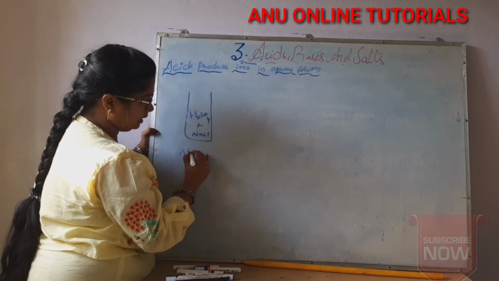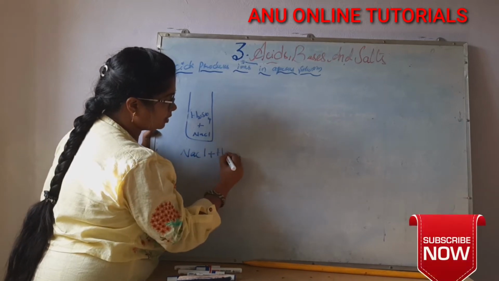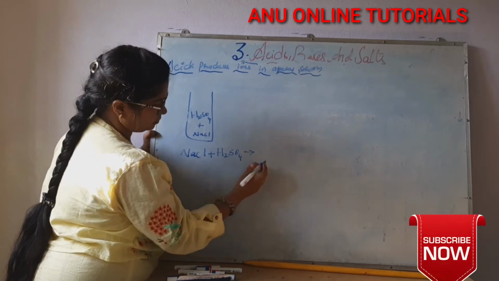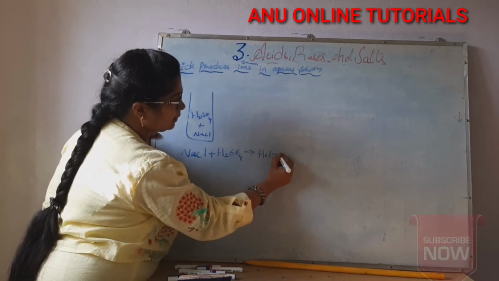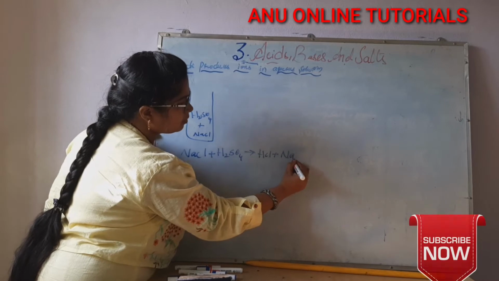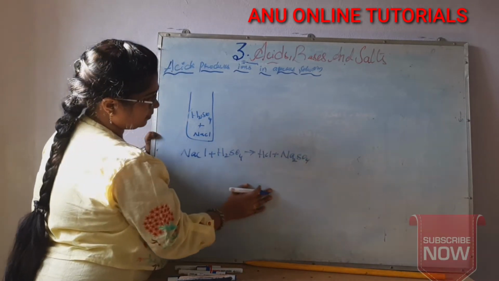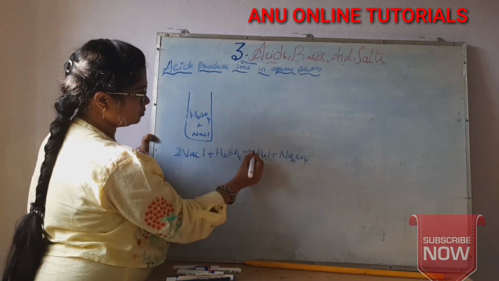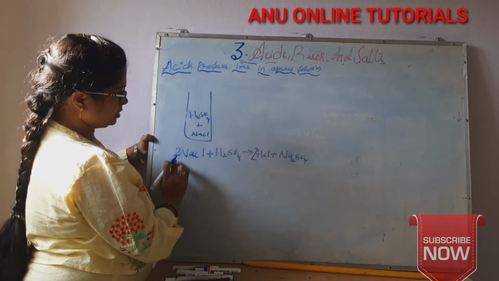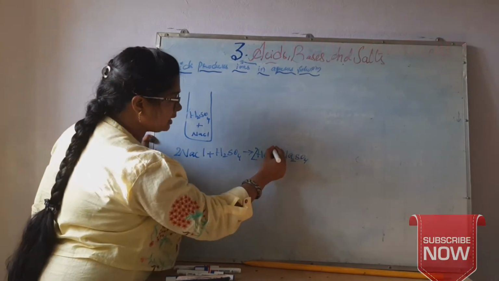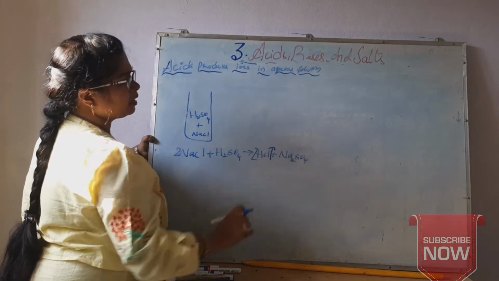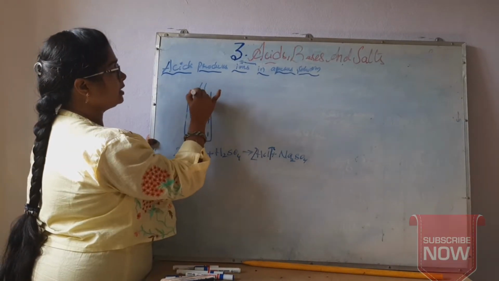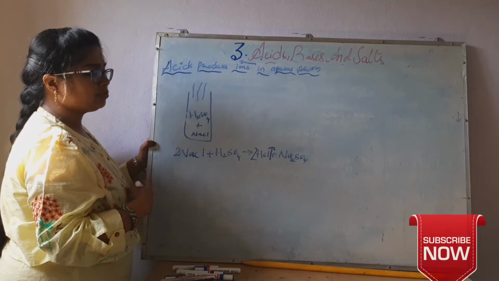Now NaCl plus H2SO4 will give what? HCl plus Na2SO4. Now balance it, with a 2. So HCl gas will come out. HCl gas will come out. What will come out? Gas will come out. HCl will come out. Now what do we want to test?